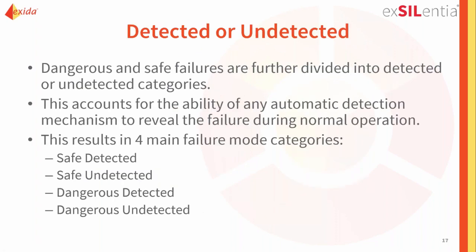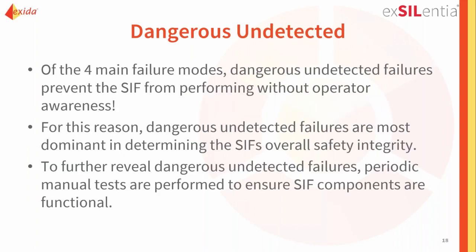These safe and dangerous failures are then further divided into two categories, detected and undetected. And what we mean with that is, are there any automatic detection mechanisms in the product or in the safety instrumented function that can reveal failures during normal operation? And if those failures are revealed, we call them detected. And if these failures are not revealed, we call them undetected. So we end up with safe detected, safe undetected, dangerous detected, and dangerous undetected failures.